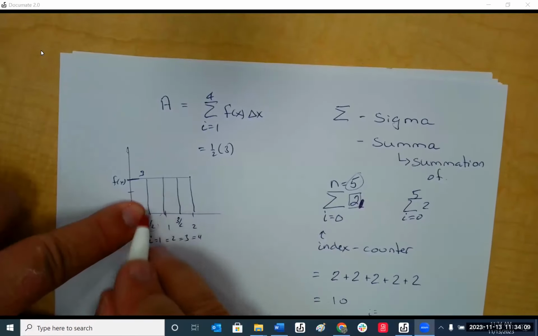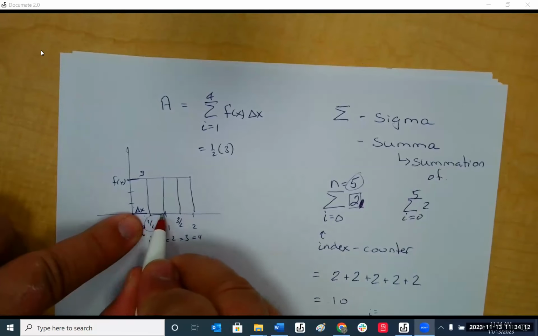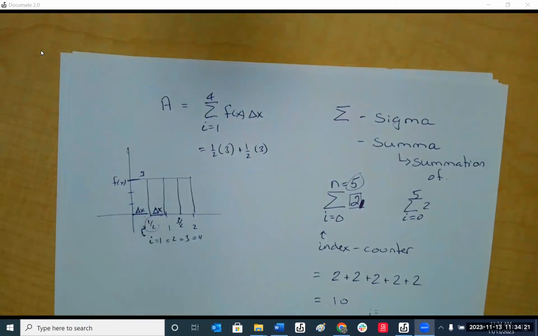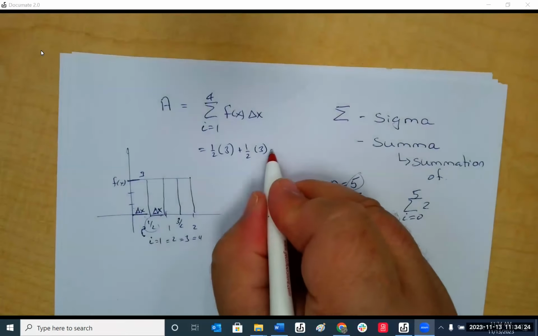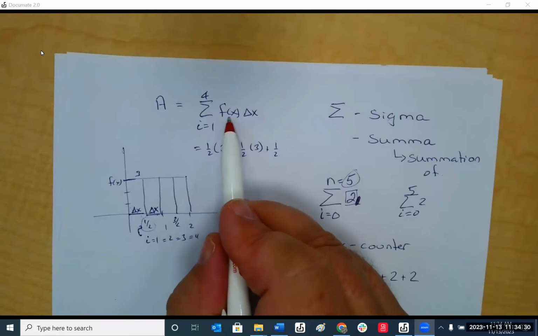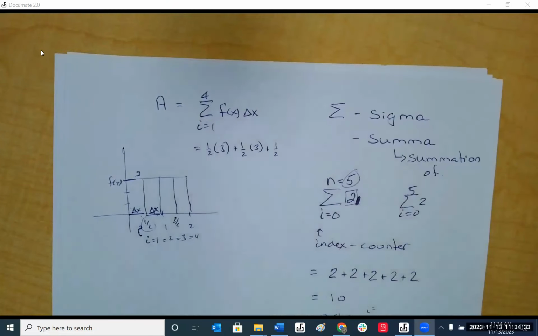Now the next index is this bar. Again, delta X is still 1/2 and f of X still 3. And I keep on going. So what this says is I would take my f of x times delta x and multiply it by 4. Okay, so that's the easy way of doing it. That's if we have just a rectangular function.